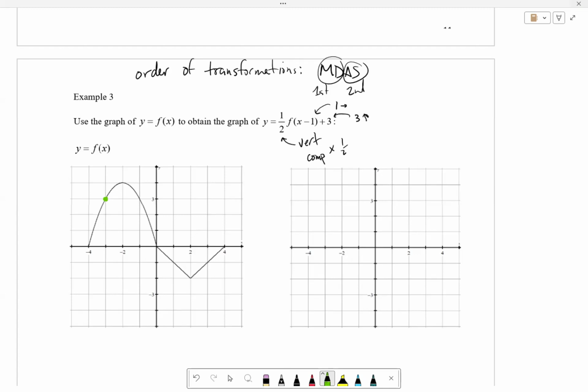Okay, Upton, were you able to get anything from there? Let's do it together. What comes first? Yeah, vertical compression of 1/2. So this point is going to go from -2, 4 to where? It's just a vertical compression, so it only moves this way. So -2, 2. And then from there, -1. Yeah, exactly. We're going to go 1 to the right and then up 3.